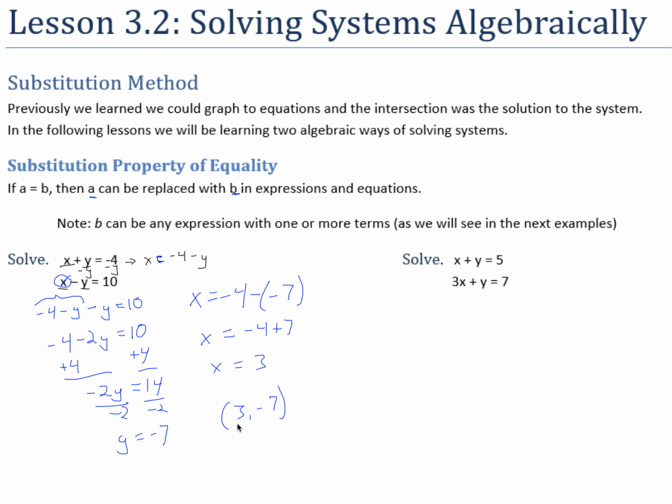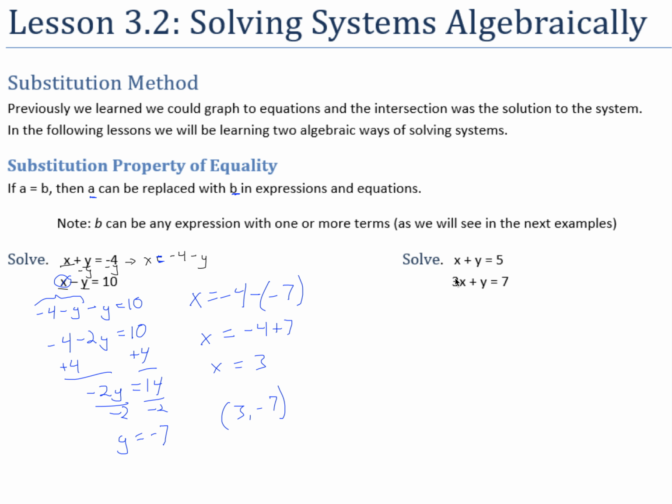We could go back and put these into each equation to check. So it's 3 and -7. So 3 plus -7 does equal -4. And 3 minus -7, which is like 3 plus 7, equals 10. So that works. Also, we could think these would be two lines. If we graph these, they would be two lines, and those lines would intersect at the point 3, -7.